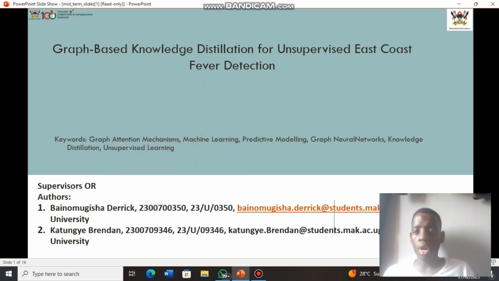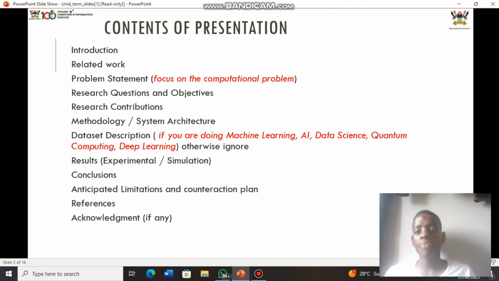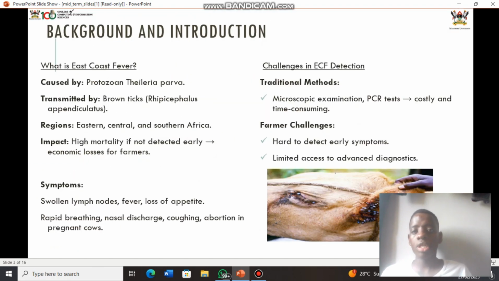We are working on the title of graph-based knowledge distillation for unsupervised East Coast Fever detection. Among our keywords are graph attention mechanisms, machine learning, predictive modeling, graph neural networks, knowledge distillation, and unsupervised learning. So we are going to start with the background and introduction.